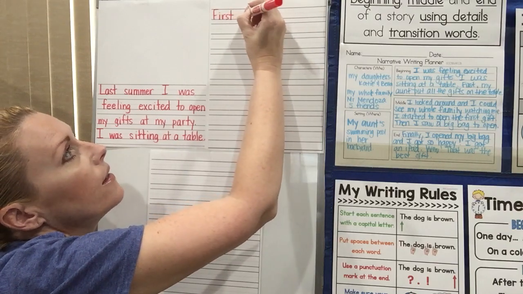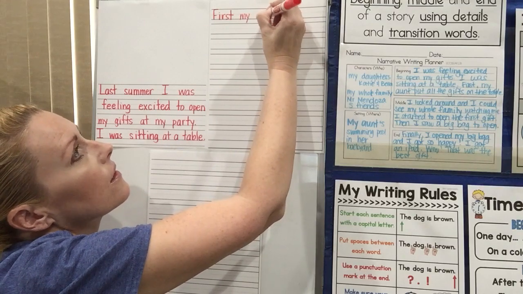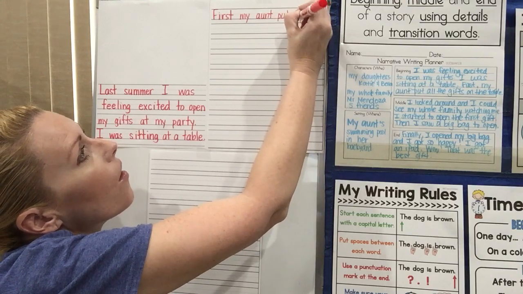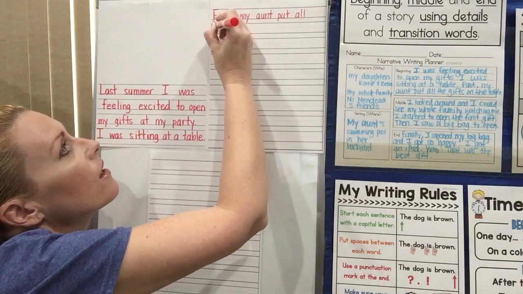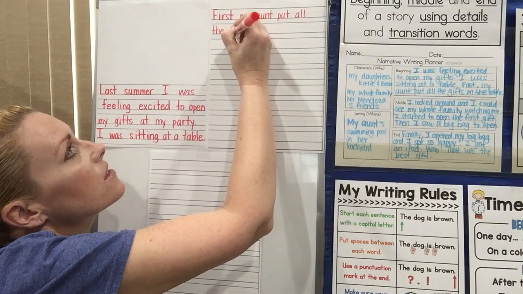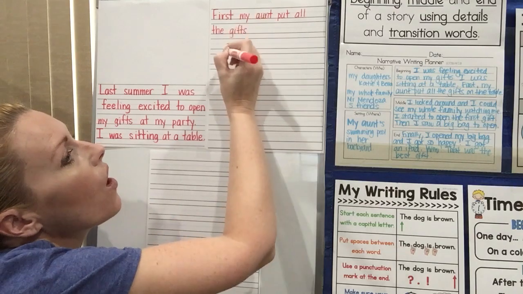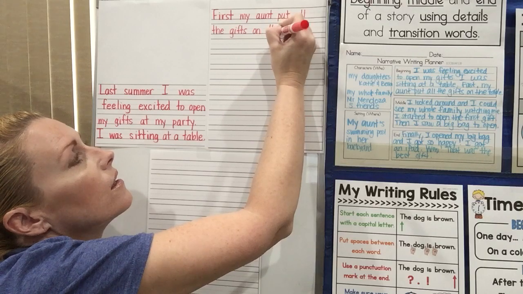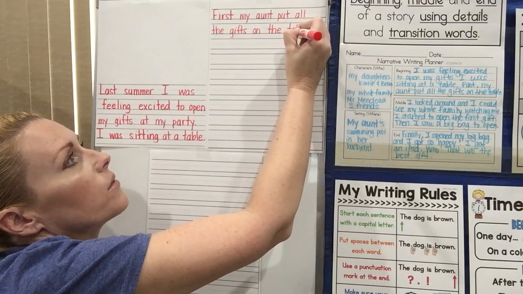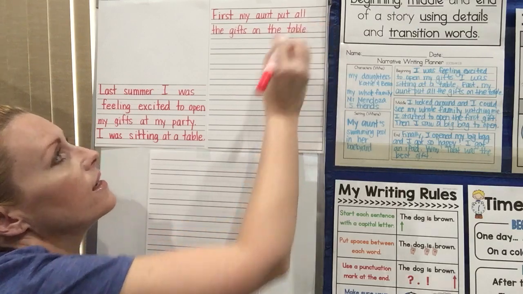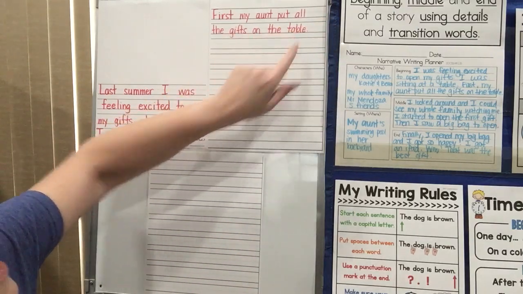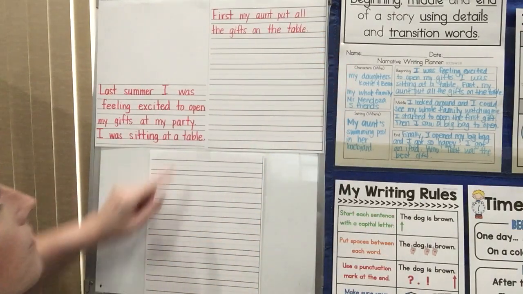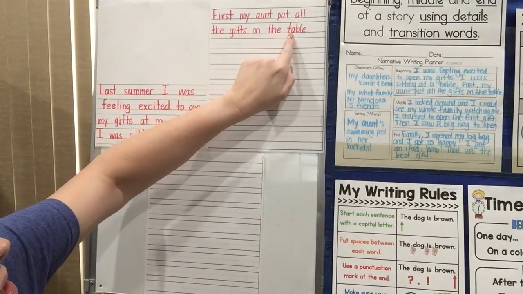First, my aunt put all the gifts on the table. All right, so I was sitting at the table last summer feeling excited, and then my aunt put all the gifts on the table. Ooh, I want to fix my A. Even teachers make mistakes, and we need to fix them. So first, my aunt put all the gifts on the table.